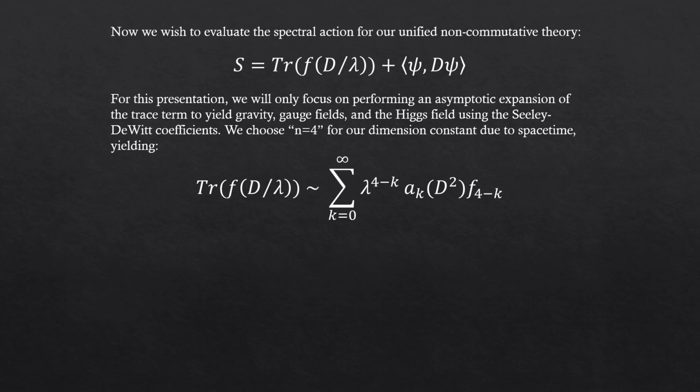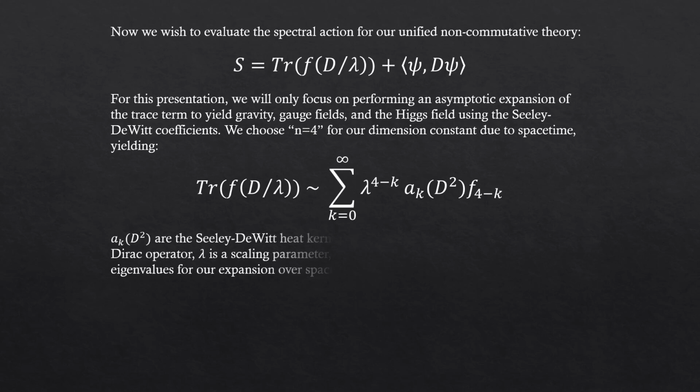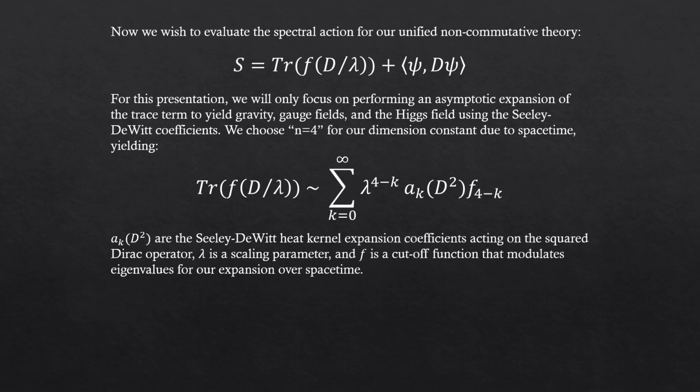This to me is an absolutely beautiful series. A sub k of D squared are the Seeley-DeWitt heat kernel expansion coefficients acting on the squared elliptic Dirac operator. Lambda is a scaling parameter, and f is a general cutoff function that we're using to modulate eigenvalues for our expansion over spacetime.